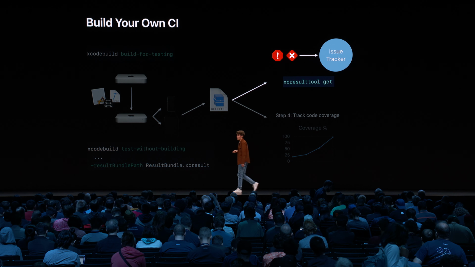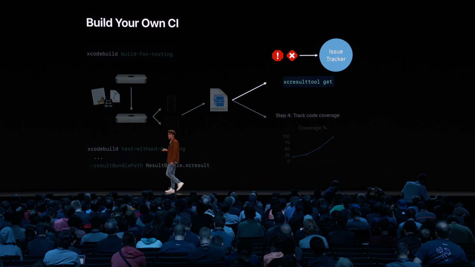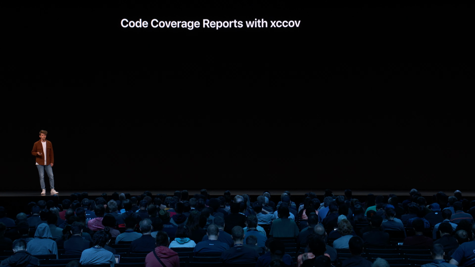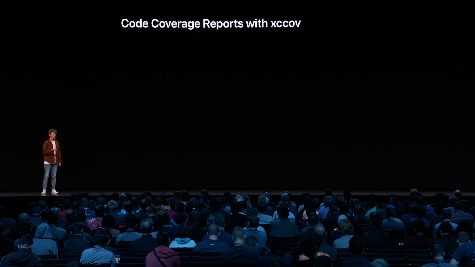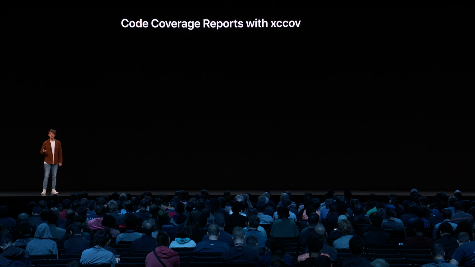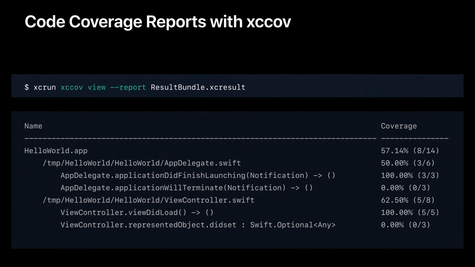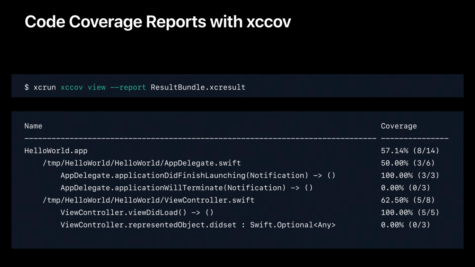We've come a long way at this point, but we have one last step to accomplish. We want to track our code coverage over time to know if it ever decreases. For this, we can use another command line tool called XCCOV. XCCOV provides programmatic access to the code coverage report, either as human-readable text or JSON. To view the coverage report using XCCOV, invoke the view command, passing it the result bundle. In the output that follows, you can see the line coverage for every target, source file, and function or method in your project.